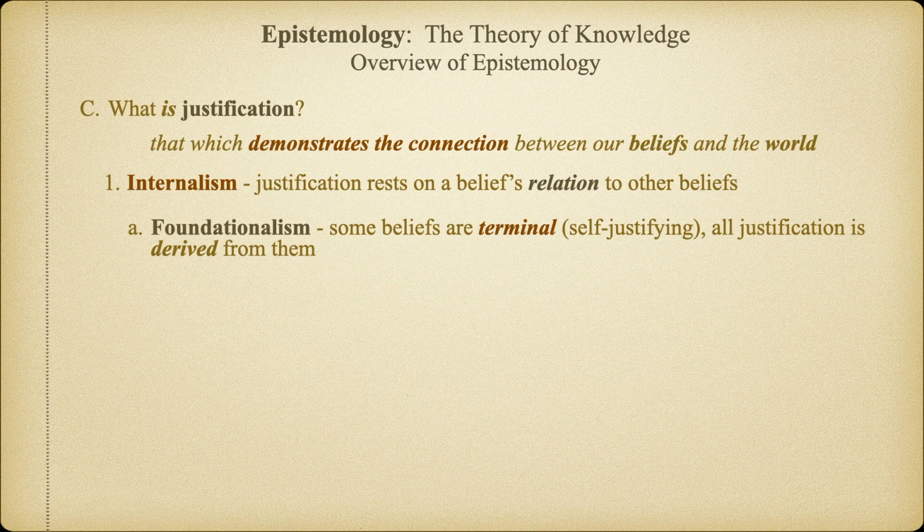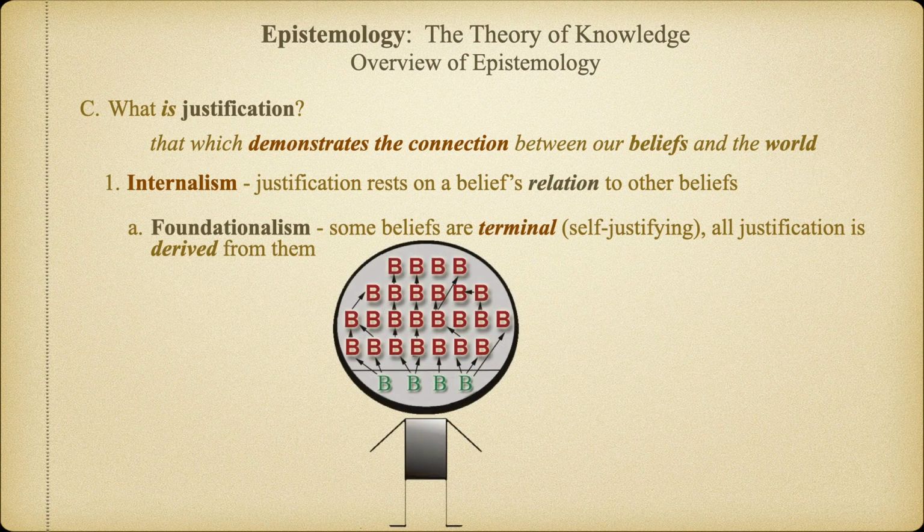It begins with a set of terminal or self-justifying beliefs that are supposed to provide a foundation upon which other beliefs can ultimately rest. The key to understanding foundationalism is to understand that some beliefs are supposed to be so obviously true that they require no justification for themselves. That's why they form the foundation. We can see this modeled in the mind of stick figure person. The green beliefs are self-justifying. The red beliefs must be derived from this foundation in order to have justification.